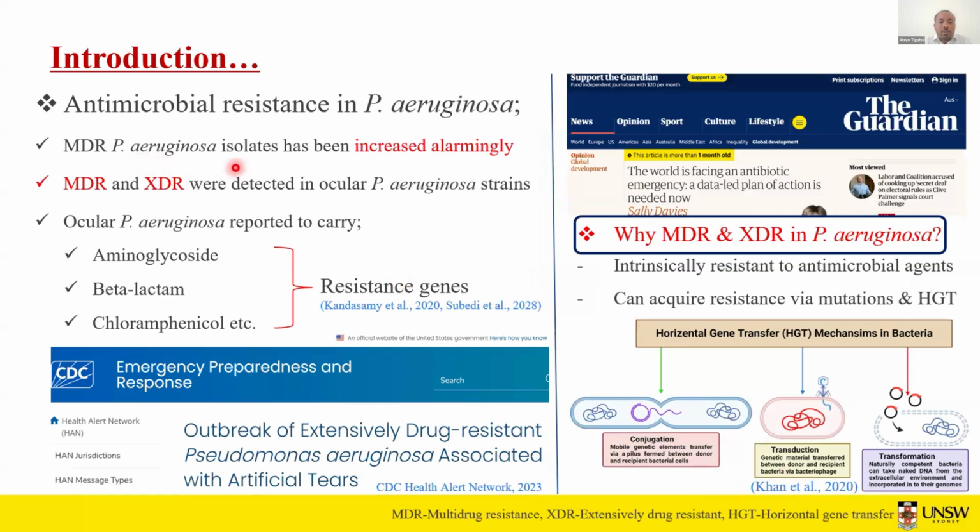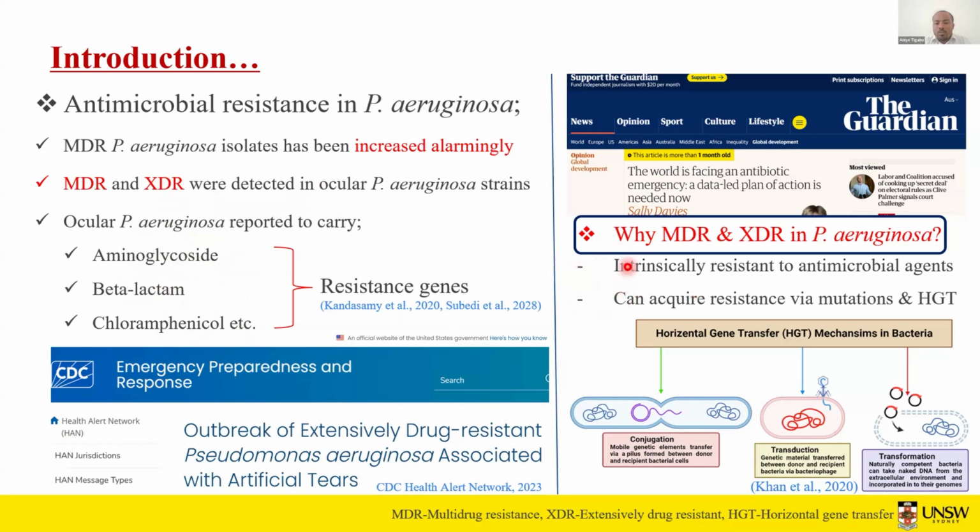Recently, multi-drug resistant Pseudomonas aeruginosa isolates have increased alarmingly. Interestingly, multi-drug resistant and XDR Pseudomonas aeruginosa strains have been detected in ocular isolates. Specifically, aminoglycoside resistance genes, beta-lactam resistance genes, chloramphenicol resistance genes, and ciprofloxacin resistance genes were detected in ocular Pseudomonas aeruginosa isolates. So the question is why this Pseudomonas aeruginosa becomes MDR and XDR.